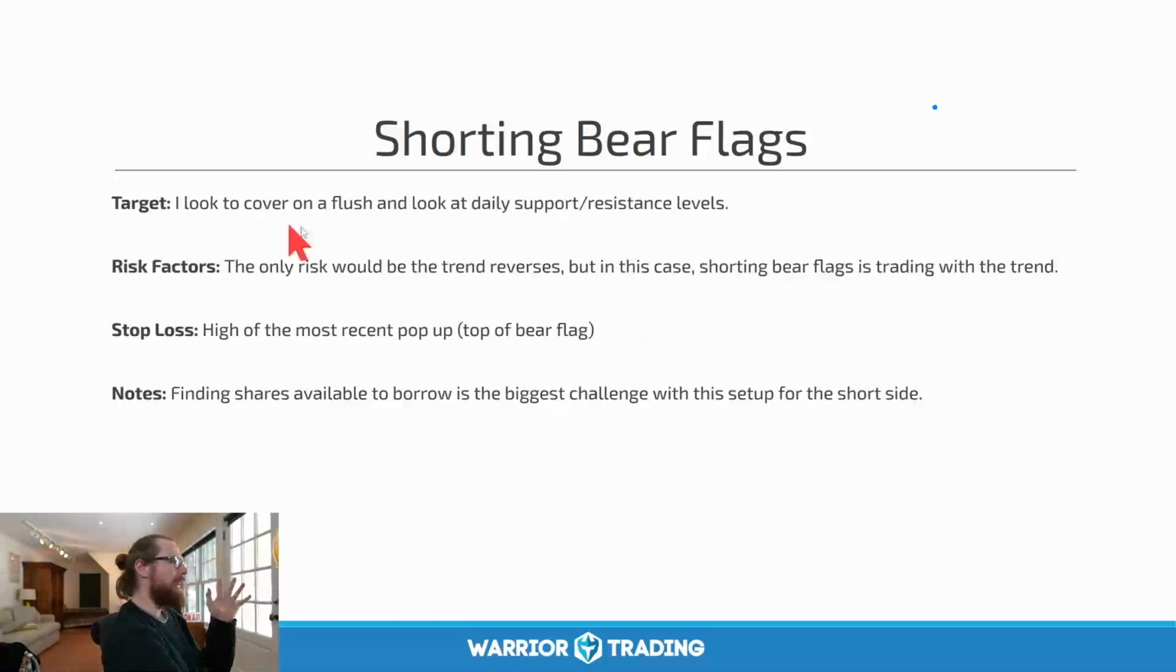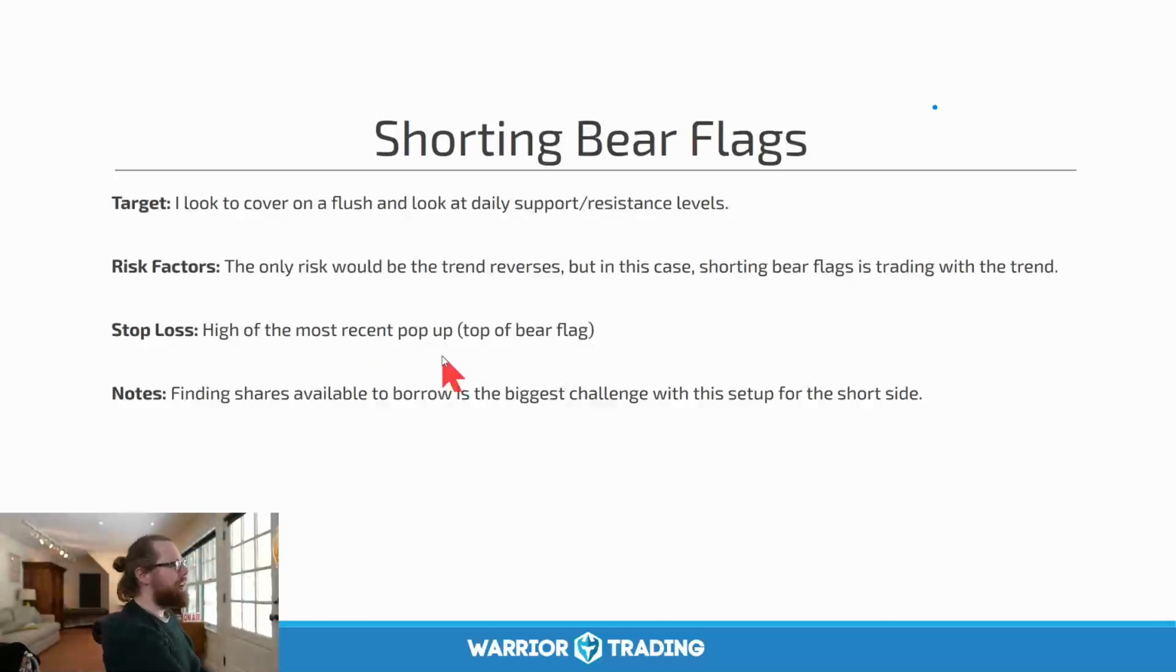So for a target, I typically look for a flush and then look at daily support levels, half dollars, whole dollars as possible bounce spots. The only risk would be that the trend reverses, but in this case, shorting a bear flag is trading within the trend because the trend is going down, generally speaking. If you're doing it as a trend reversal off the very top, that could be a little riskier. So it does depend on whether you're shorting what appears to be a bear flag near the high of day and above the volume weighted average price, or a bear flag near low of day.